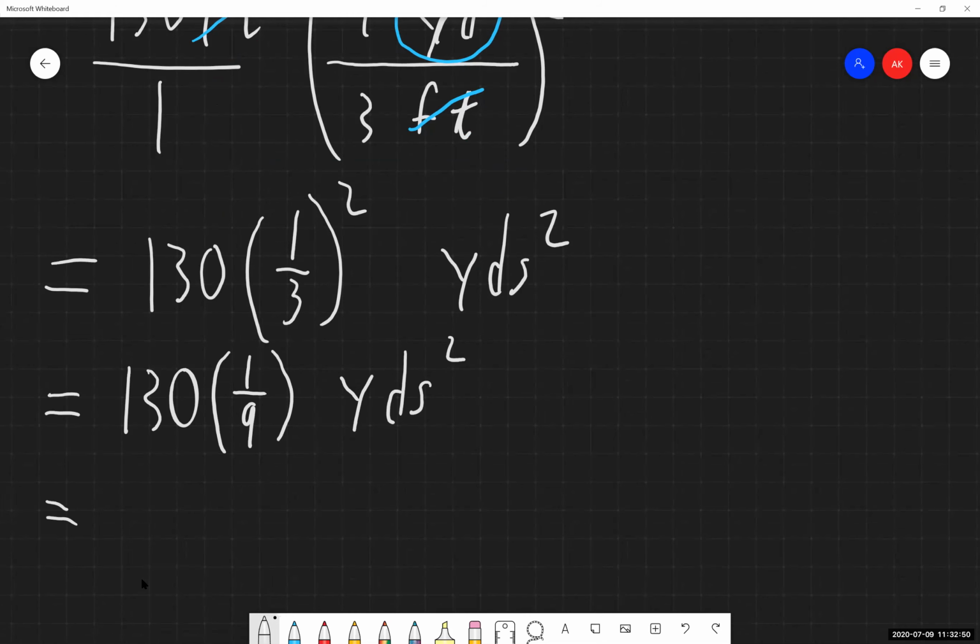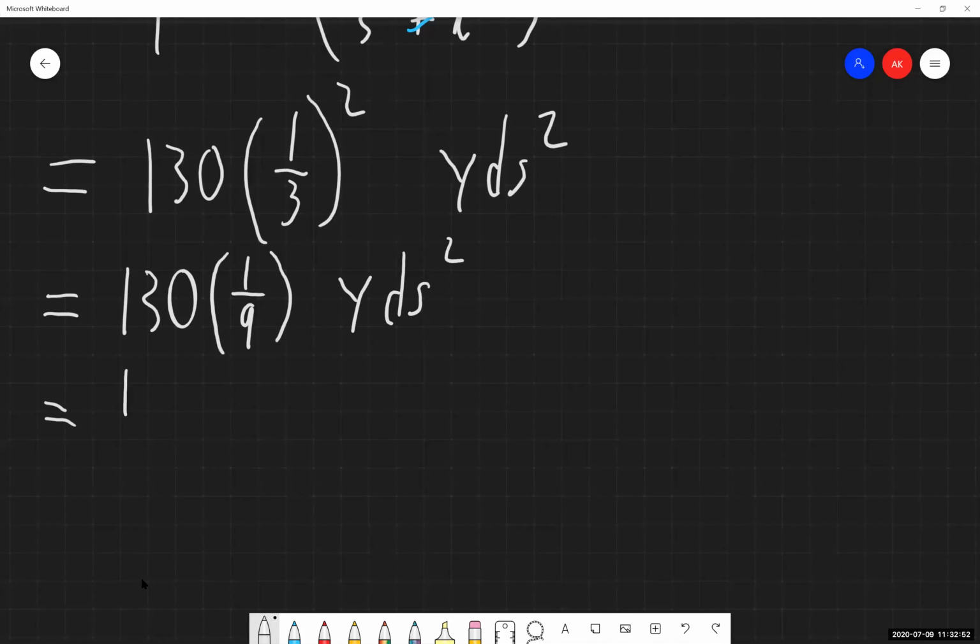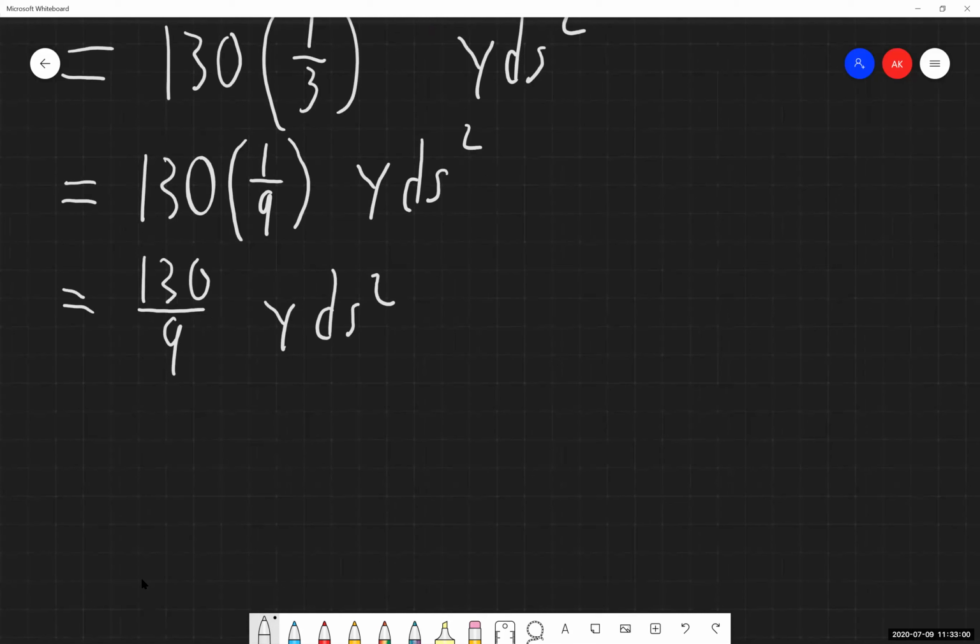And then you can apply your calculator. We're going to get 130 over 9 square yards. And then 130 divided by 9. Again, just applying the calculator with all of these. And we're getting 14.4444 on forever.